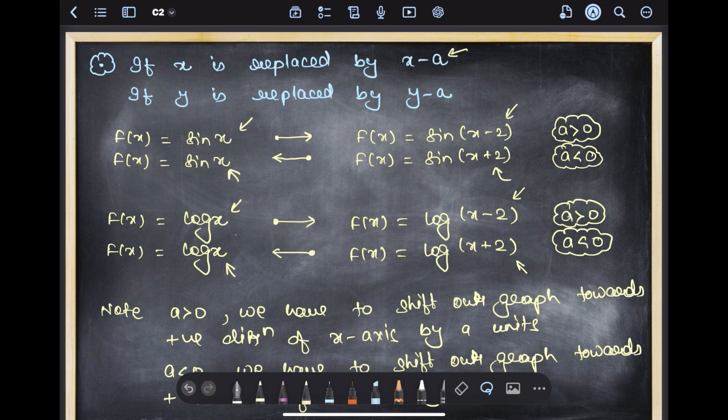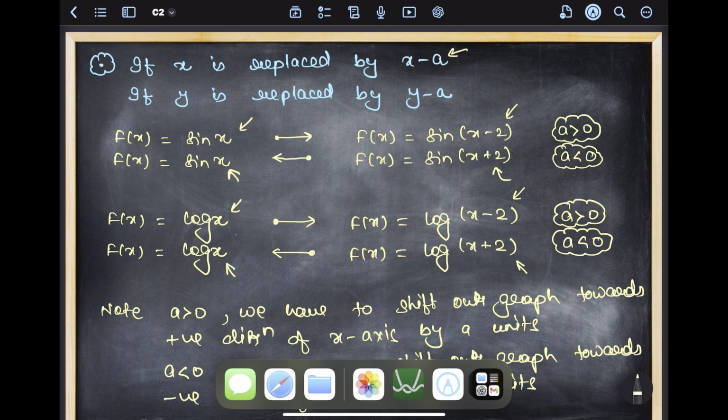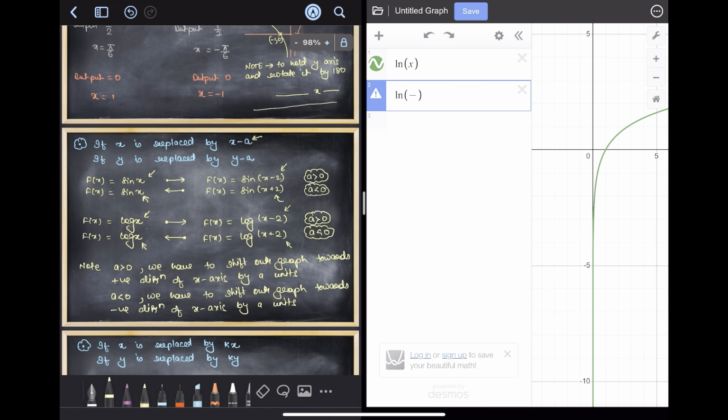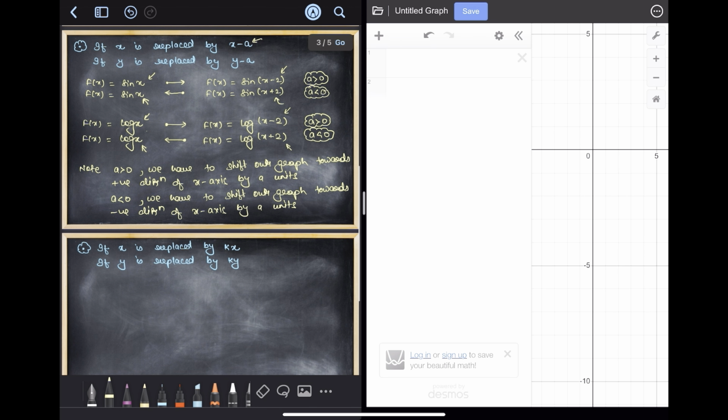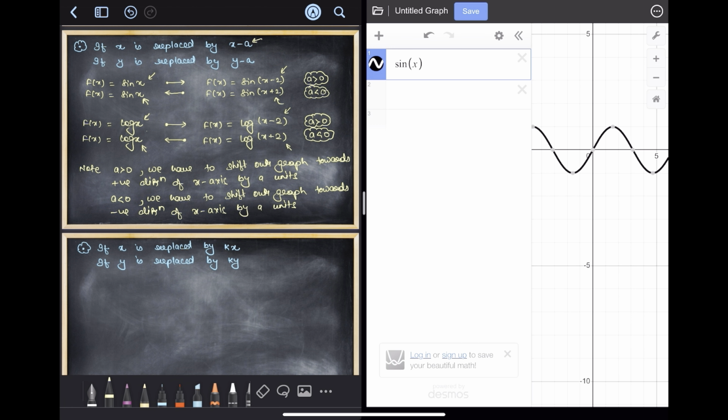Now, negative direction of x-axis by a unit. Okay, now let's analyze the graph in Desmos. Look at here. So first we will try to handle the sine function. So we have sin x, okay. Now we will try to draw the graph of sin(x - 2). So hopefully the graph will shift towards the positive direction of the x-axis by a unit.